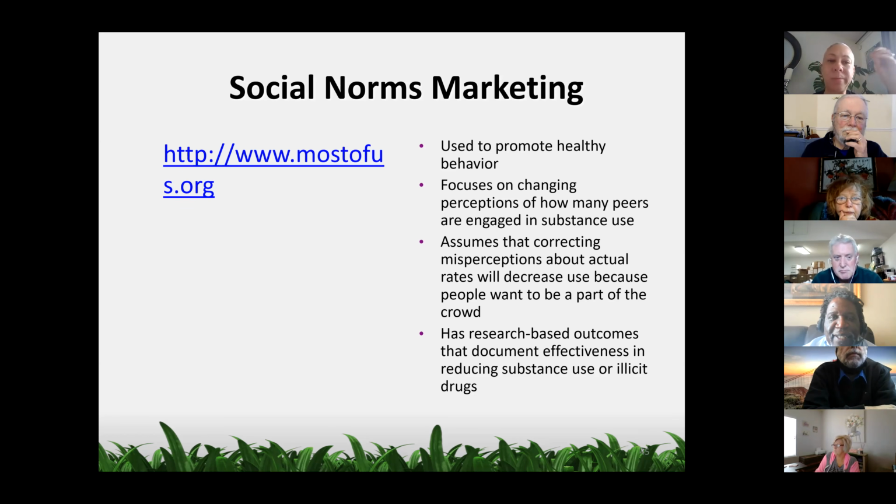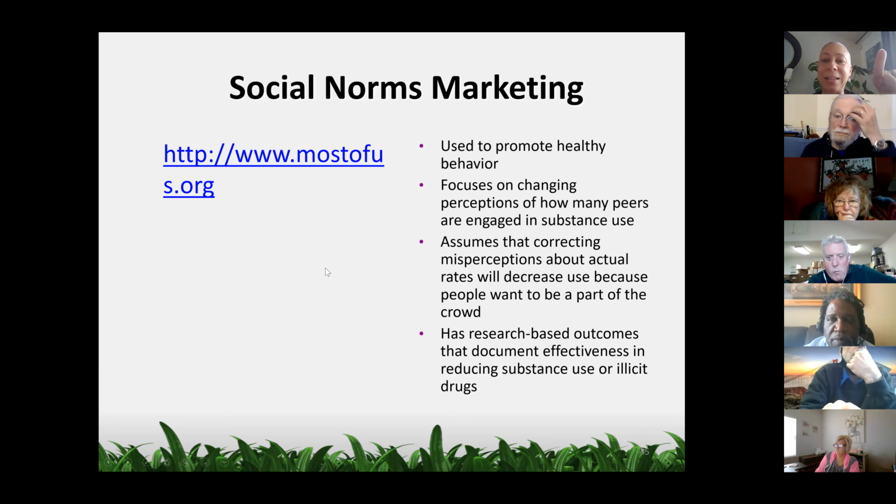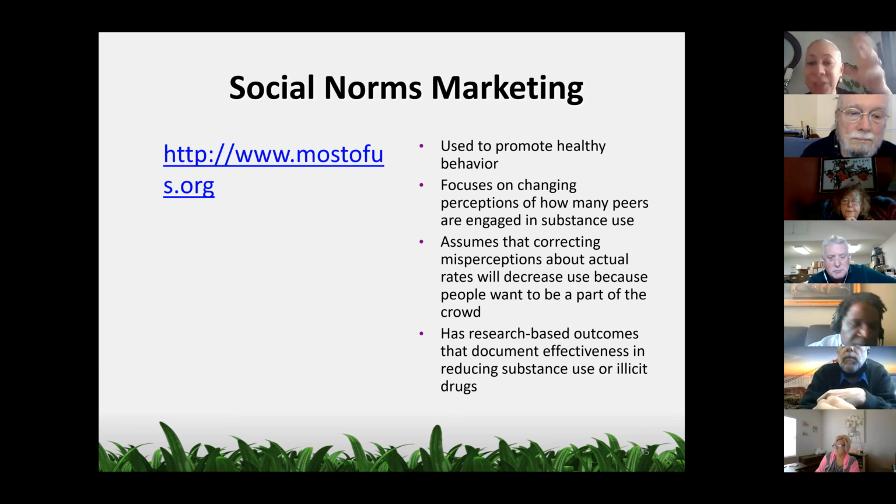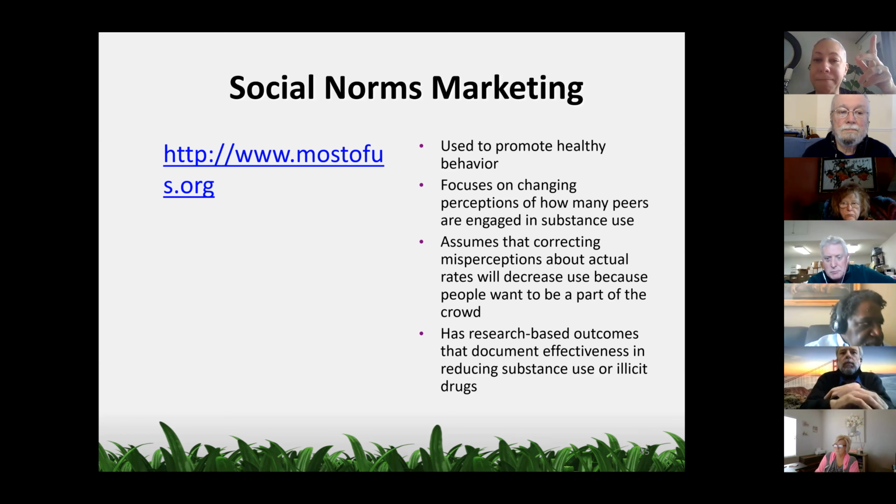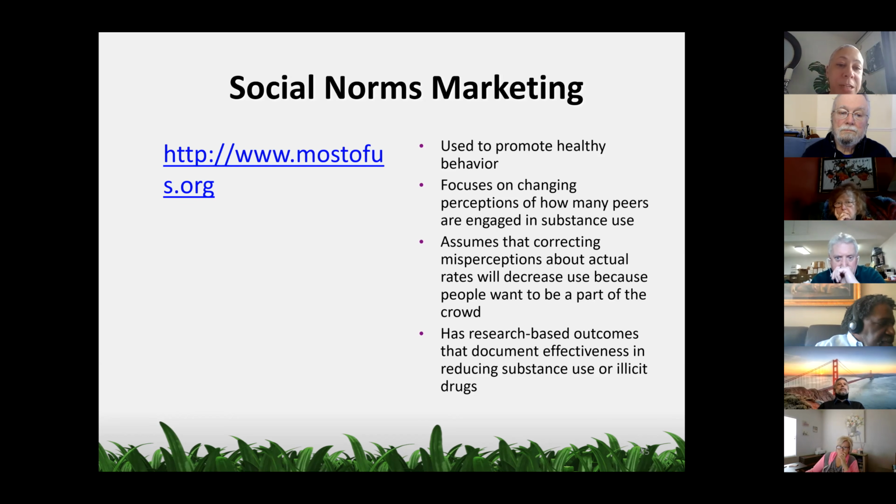If you want to make sure your norms promote healthy behavior, they should focus on changing perceptions of how many peers are engaged in substance abuse. This goes back to using your data. If you look at your data and it says 27% of youth engaged in drinking, you're going to flip that when you create your social media message. You're going to talk about the percentage of youth that don't drink. Messages aren't supposed to be preachy, but they're supposed to be based in fact, and you want to keep them positive. It assumes that correcting misperceptions about actual rates will decrease use because people want to be a part of the crowd, and that's the truth.